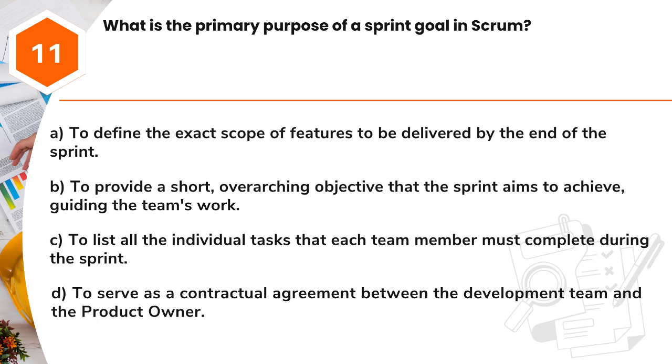Question 11. What is the primary purpose of a sprint goal in Scrum? A. To define the exact scope of features to be delivered by the end of the sprint. B. To provide a short, overarching objective that the sprint aims to achieve, guiding the team's work. C. To list all the individual tasks that each team member must complete during the sprint. D. To serve as a contractual agreement between the development team and the product owner.